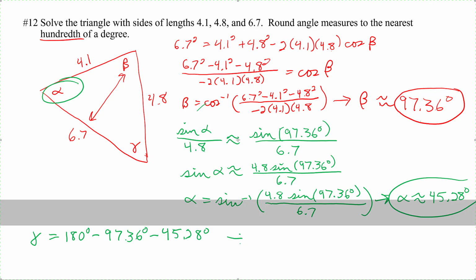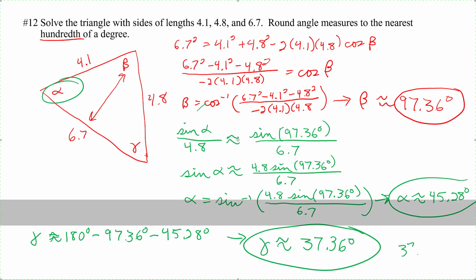And so from that, I get that gamma is approximately equal to 37.36 degrees. I should have said approximately here as well. Okay, and I actually solved earlier for gamma using the law of sines, and I got a different value. I actually got 37.37 degrees.